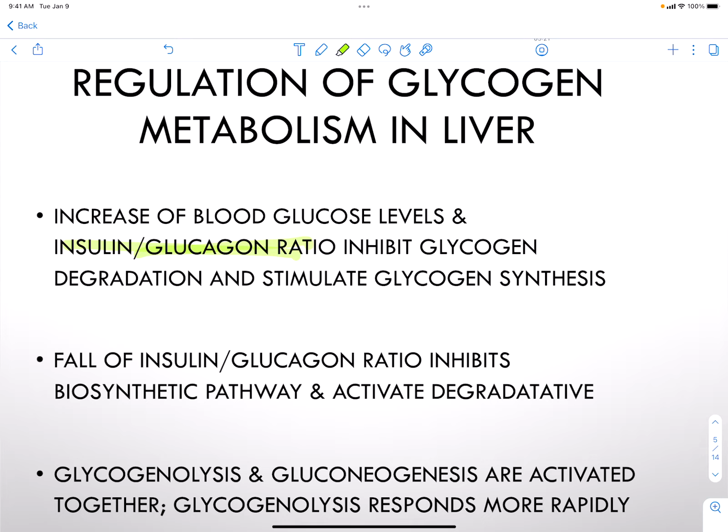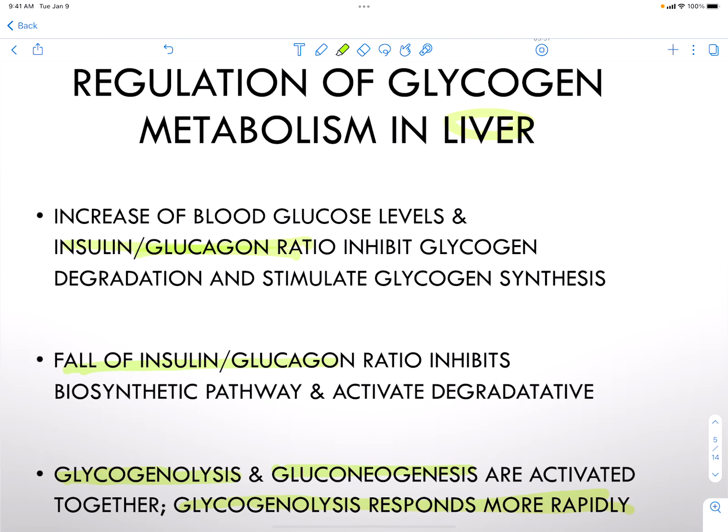Now, when you have a fall of the insulin-glucagon ratio, this is going to activate degradation of glycogen to release free glucose into the blood. One thing to realize, again, we're in the liver, is that we're going to break down glycogen stores as well as make new glucose via gluconeogenesis. These are going to be activated together at the same time. They're both going to help to maintain blood glucose level during the fasting period between meals. However, glycogenolysis is more rapid because you already have glucose made. All you need to do is take it off of the glycogen molecule, release the free glucose, whereas with gluconeogenesis, you actually need to make a whole new glucose molecule.